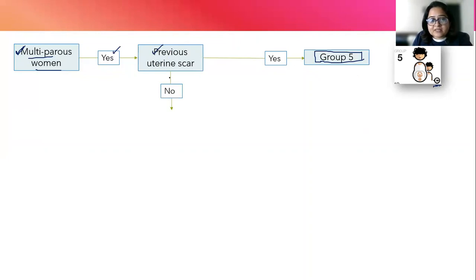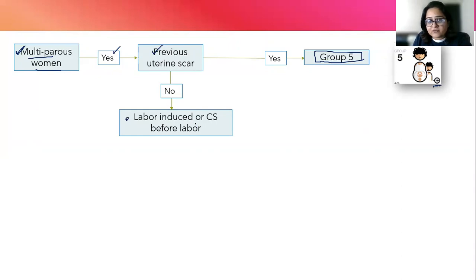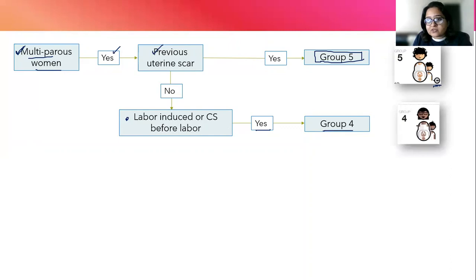No, so she's multiparous, yes, but she doesn't have a previous uterine scar. Then you see, was the labor induced or was the cesarean section done before labor? Yes, she falls into group 4. That means she was induced. Say she's a multiparous woman who comes at 40 weeks post-dated pregnancy, and labor was induced for her. So yes, she falls into group 4: multiparous, single baby, cephalic presentation, but not a previous scarred uterus. If it's no, she comes in spontaneous labor. So this no means she's in spontaneous labor, multiparous, single cephalic, no scar, group 3.